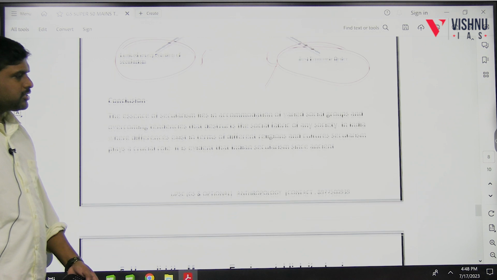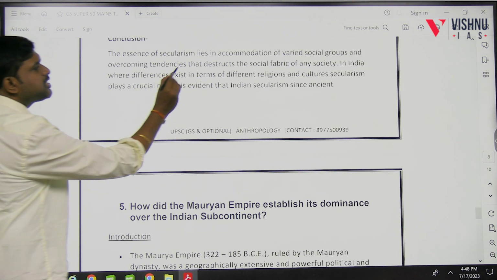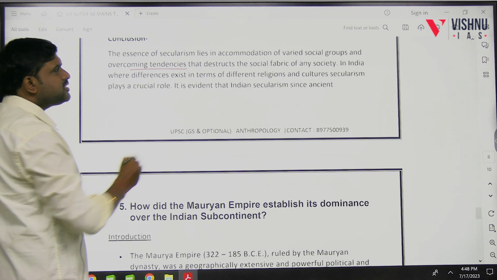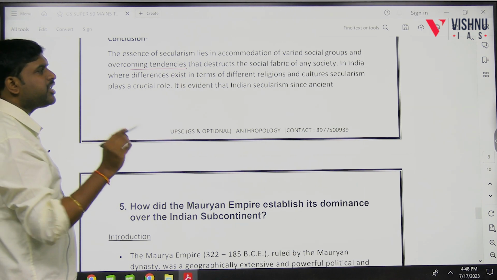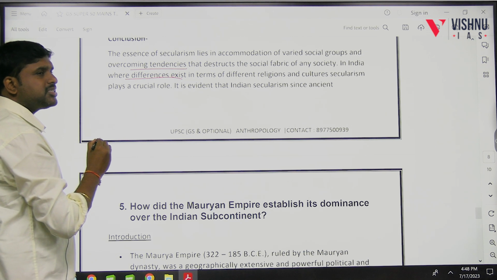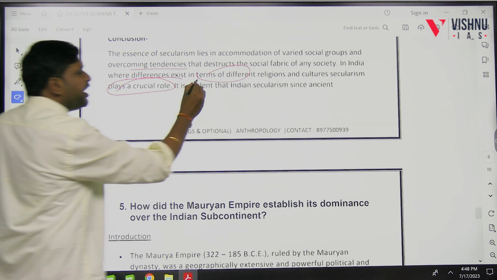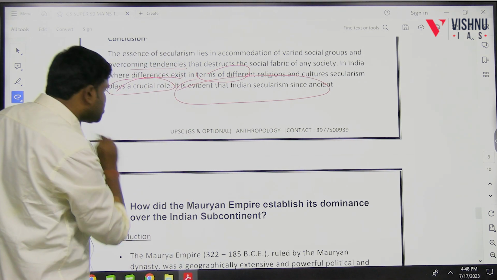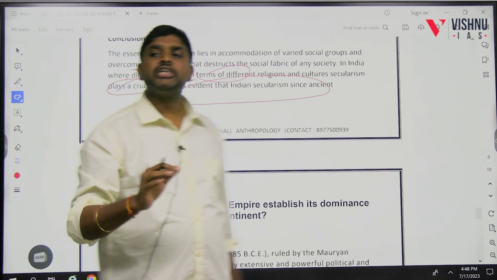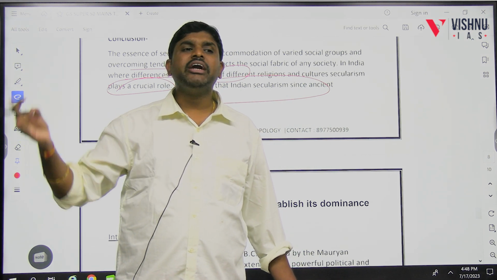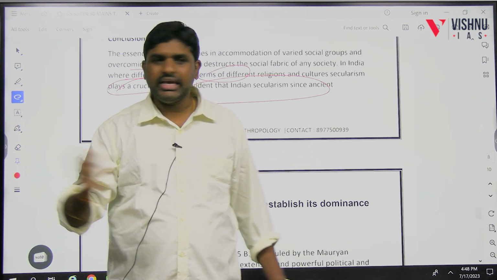Conclusion. What is the conclusion? The essence of secularism lies in accommodation of varied social groups and overcoming tendencies that disturb the social fabric of any society. In India, where differences exist in terms of different religions and cultures, secularism plays a crucial role. It is evident that Indian secularism, since ancient times, we are secular in nature. For example, in our ancient India, we have Vasudhaiva Kutumbakam. In medieval India, we have Din-e-Ilahi.